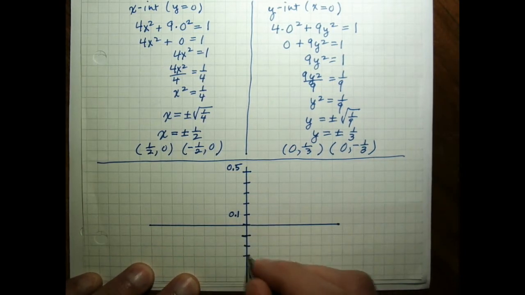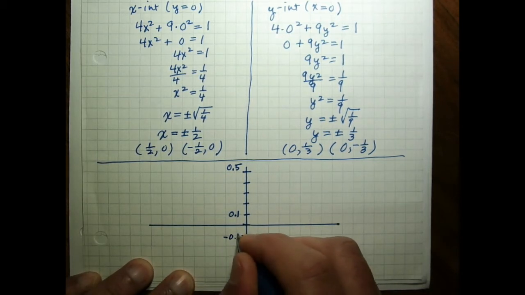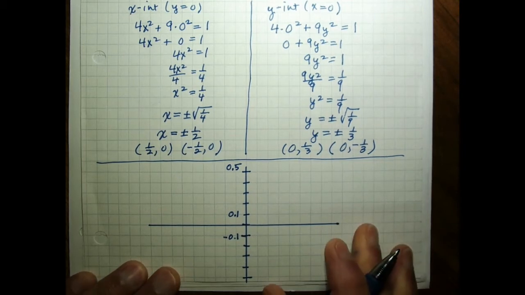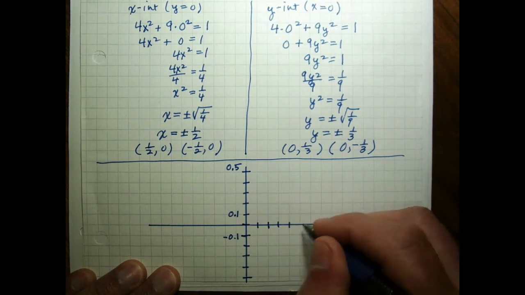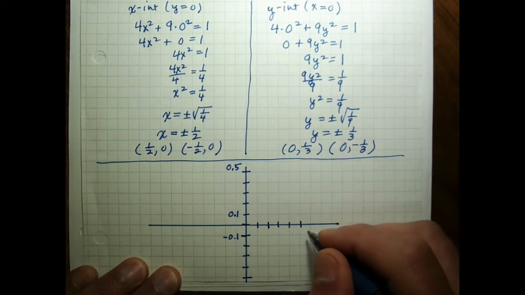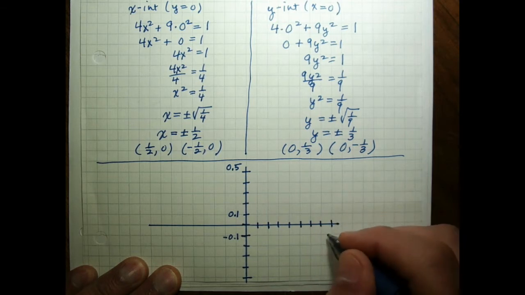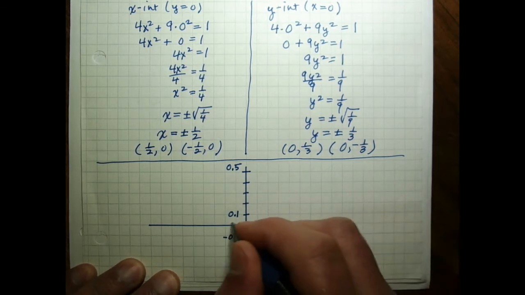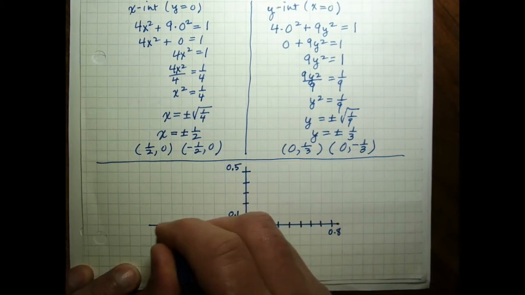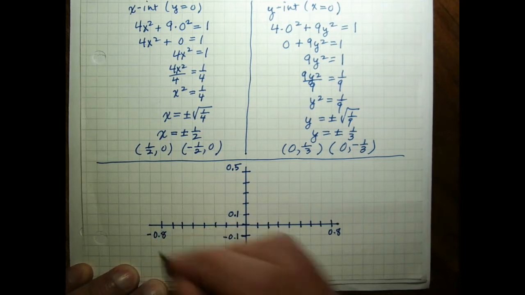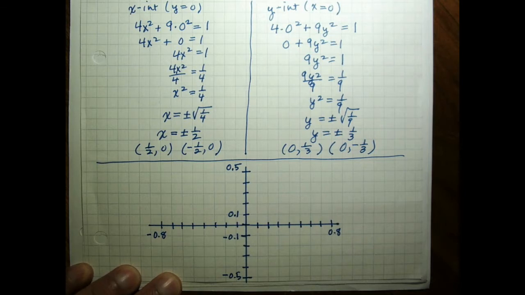This isn't the only way to do this. So this is negative 0.1. And same thing to the right: 0.1, 0.2, 0.3, 0.4, 0.5. That would be 0.8, I guess. 1, 2, 3, 4, 5, 6, 7, negative 0.8. And that's negative 0.5 down there near the bottom.